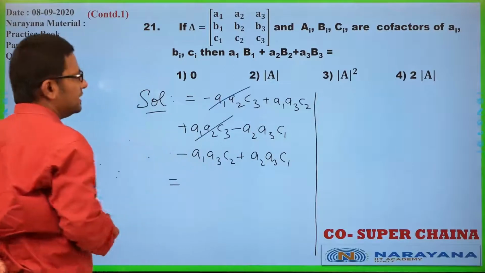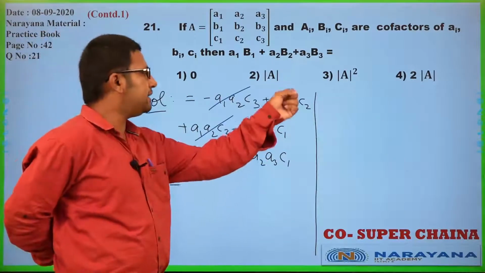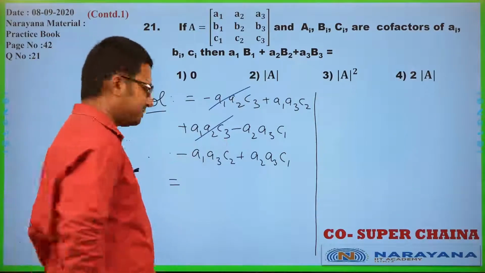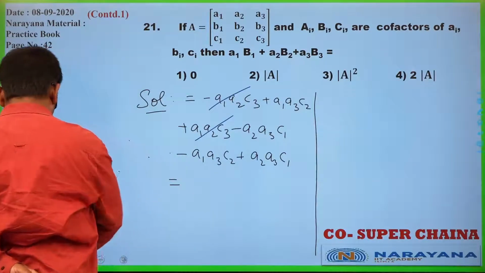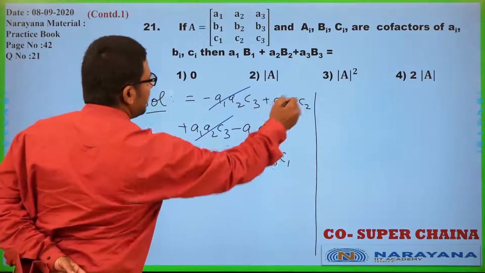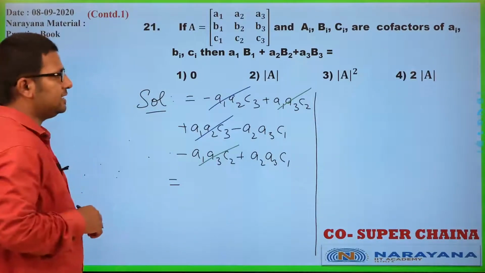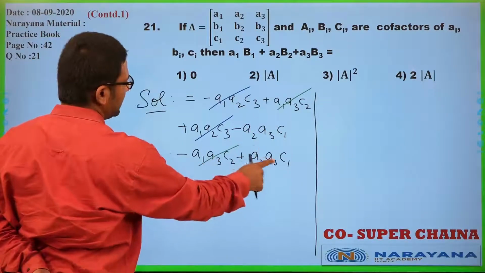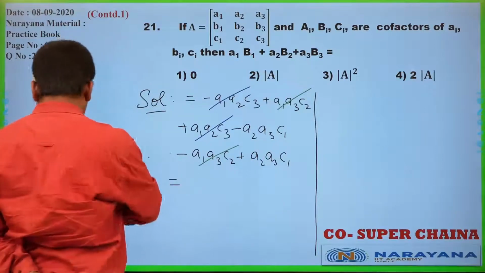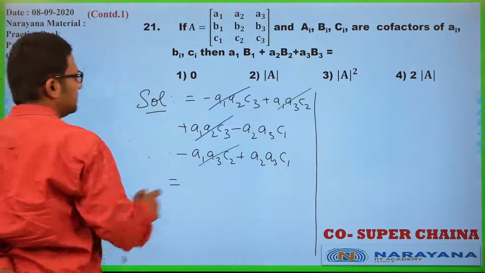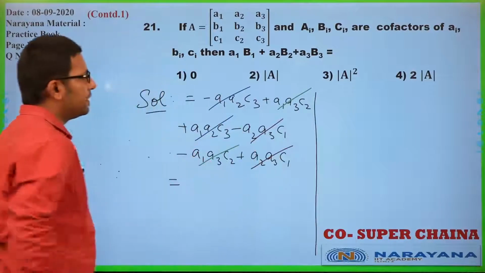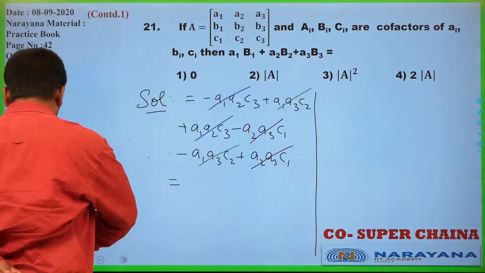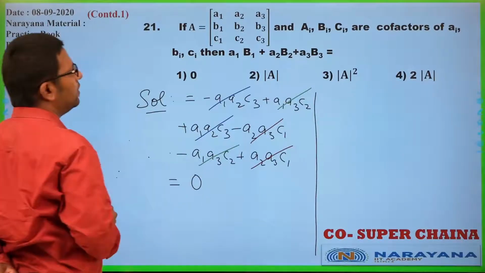These two terms are cancelling. Then there is A1, A3, C2 with a plus and A1, A3, C2 with a minus. So A1, A3, C2 and A1, A3, C2 cancel off. Then minus A2, A3, C1 and plus A2, A3, C1 will also cancel off. What are you left with? Nothing. So therefore, this is equal to 0.